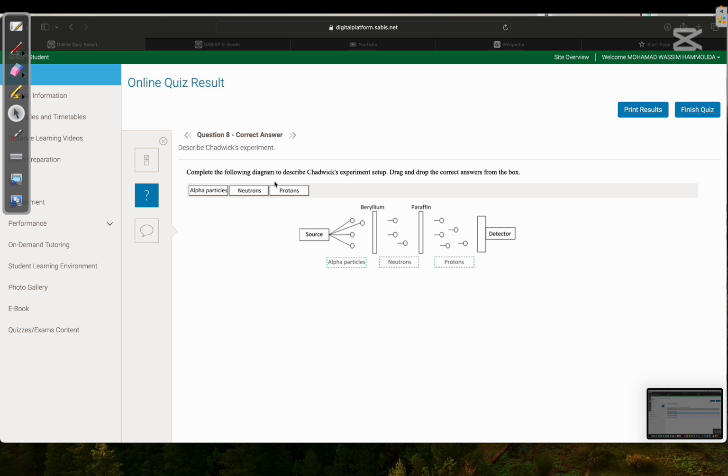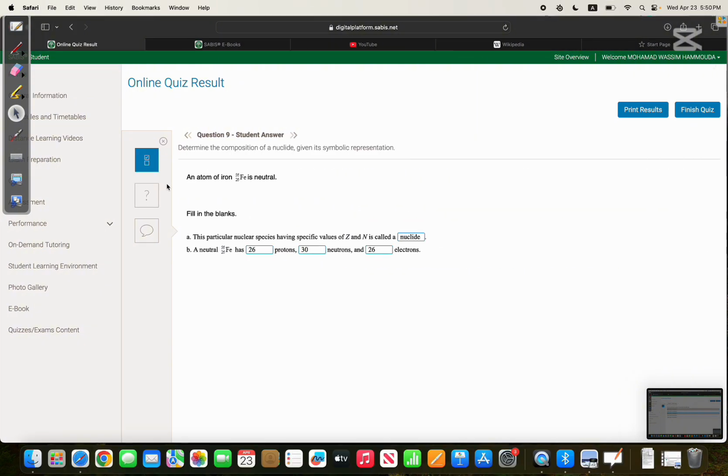So the source emitted alpha particles, which are helium nuclei, and then once they went through the beryllium, neutrons came out, and then once they went through the wax, protons came out. This experiment is something to be memorized.